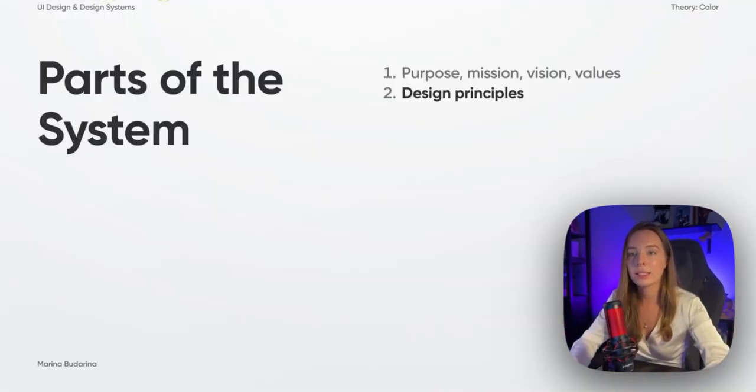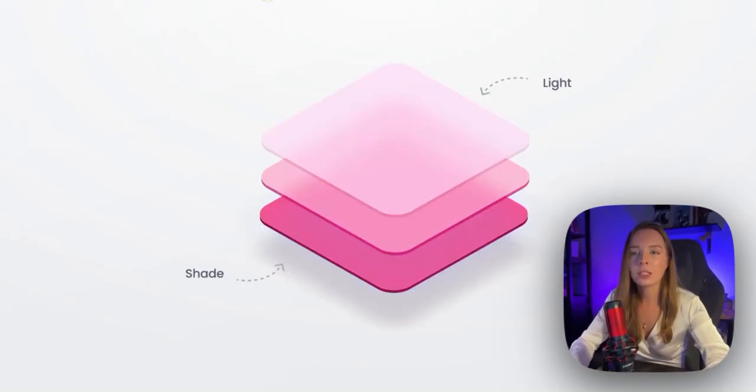Next, let's consider design principles. These are like the golden rules for our designs. Example from the Google Material you can see on the screen. They consider material as a metaphor, imagining design like real-world textures with lights and shadow. So Material Design borrows the design decisions from reality.